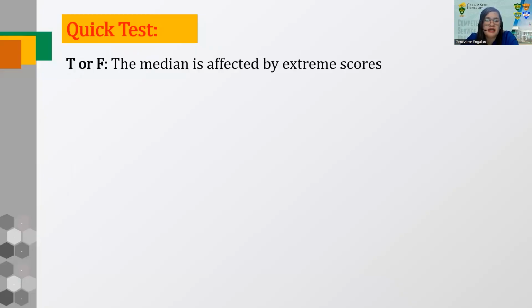Okay, so let's have a quick test. The median is affected by extreme scores.